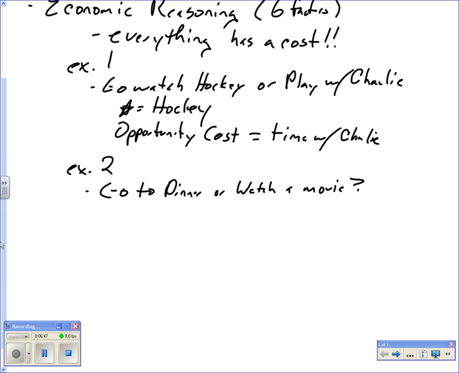Now, remember, obviously you could come up with scenarios where it's like, why can't you do both? Let's just say, for the sake of this argument, I can't do both. Doesn't matter why, I can't do both. I choose to go to the movie. I choose a movie. I can eat at home. What was my OC, or opportunity cost? Going to dinner. That's it.